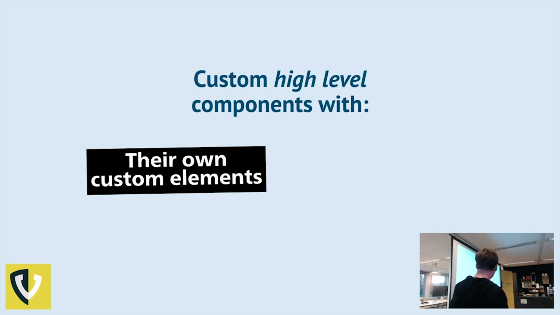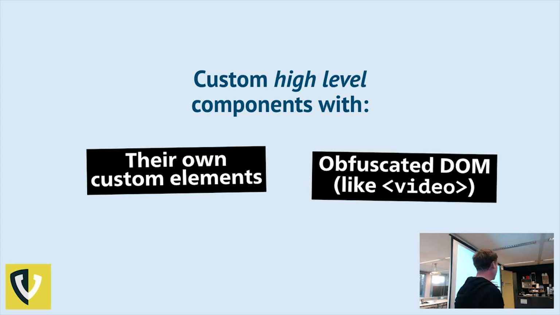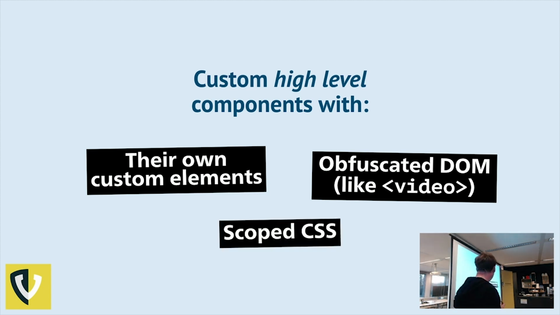So a couple of things. They come with their own HTML tags, so you can actually use them that way. They hide the DOM, so that's also like the video element that has a play button and a forward button, but the buttons aren't actually in your DOM. They're kind of hidden away. They're obfuscated. It's called a shadow DOM. And then they also have scoped CSS. So these are three of the big features that he already talked about in his 2011 talk.